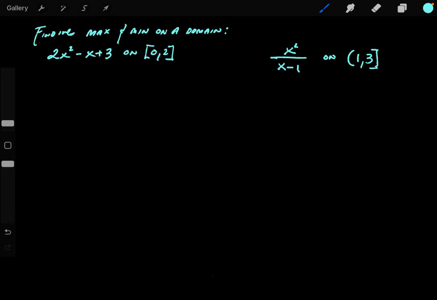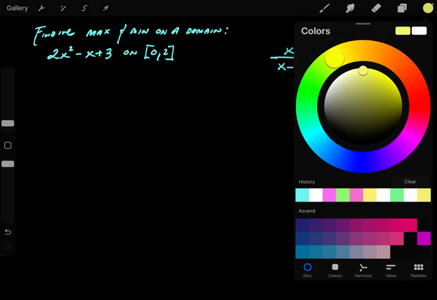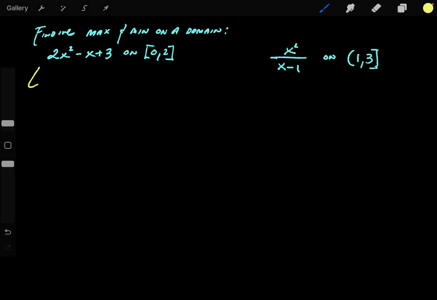Okay, so the question asks us to find the maxima and the minima of the following functions on these specified domains. What you want to do is follow a very step-by-step procedure. You want to find all the critical values. So find critical values on the interval [0, 2].